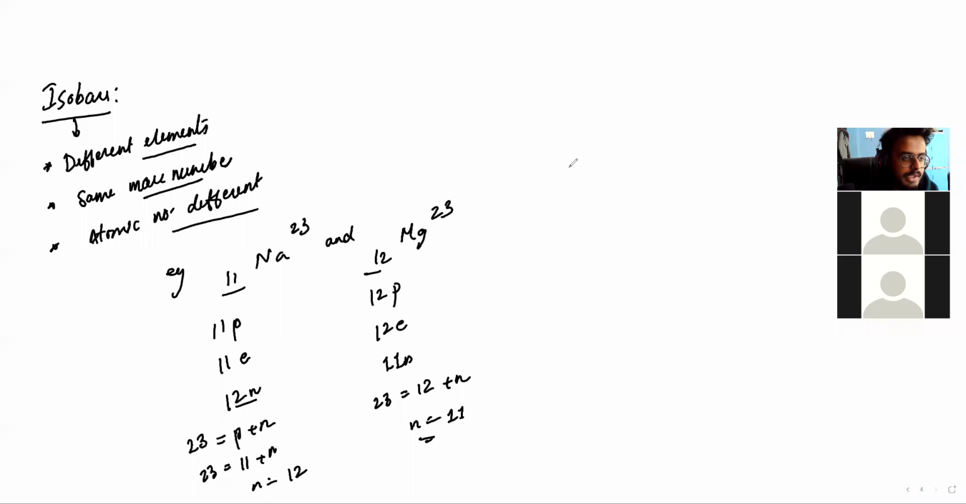Okay. So isobars are atoms of different elements that have exactly the same mass number, and different atomic numbers. Sodium has 11, magnesium has 12, right? So atoms of different elements that have the same mass number but different atomic number.